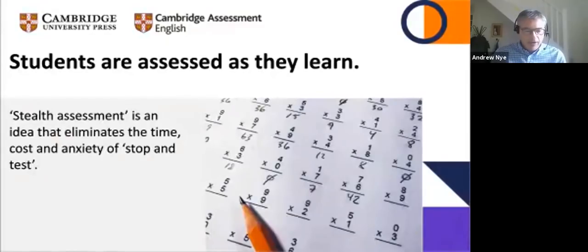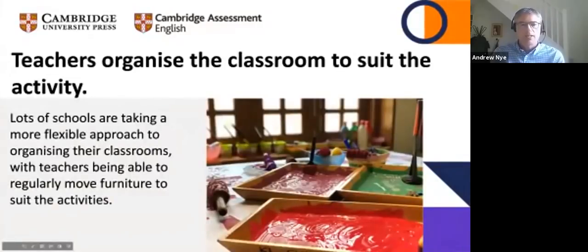And finally, the fifth rule that we looked at was students sitting in rows within classrooms. Well, lots of schools are already taking a more flexible approach to organising their classrooms, with teachers being able to regularly move furniture to suit different activities. We know that children like routine and predictability, but sitting in rows for a whole year means that they experience learning in just one way and from just one perspective. And research suggests that the most effective way to organise a classroom is to be as flexible as possible, with teachers being able to regularly move furniture to create different environments.